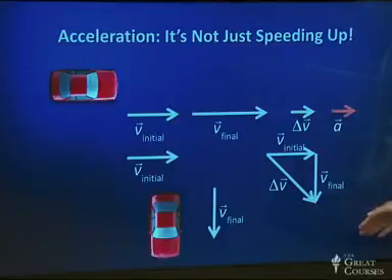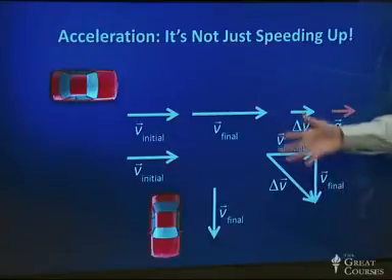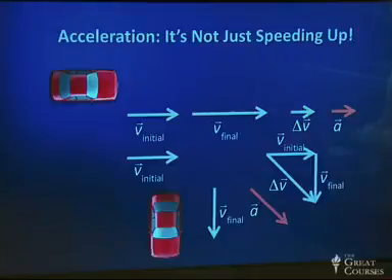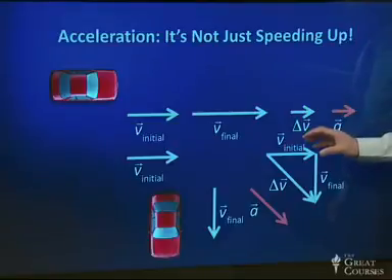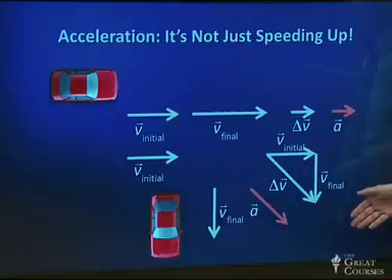Delta v is at an angle. It's not in either the initial or final direction, and if I divide that delta v by the time interval over which that velocity change took place, I've got an acceleration, and the acceleration is in the same direction as the change in velocity. Notice it is not in the same direction as either the initial velocity or the final velocity. The direction of change in velocity does not have to be the same as that of velocity, and that means acceleration and velocity do not have to have the same directions.